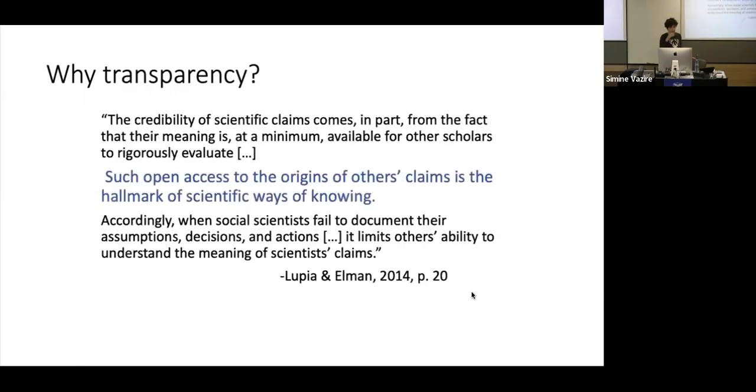Okay, but the arguments for transparency, I think that they're almost so straightforward that they don't need to be stated, but here's one pretty eloquent way of putting it. These researchers from political science said that the credibility of scientific claims comes in part from the fact that their meaning is at a minimum available for other scholars to rigorously evaluate. Such open access to the origins of others' claims is the hallmark of scientific ways of knowing. So when social scientists fail to document their assumptions, their decisions, their actions, it limits others' ability to understand the meaning of scientists' claims. So basically they're just saying it is fundamental to doing science, right?